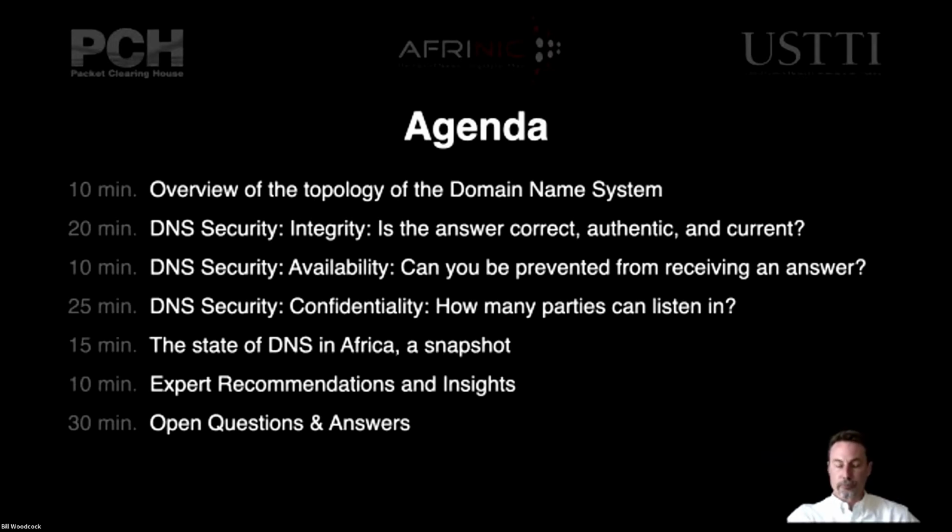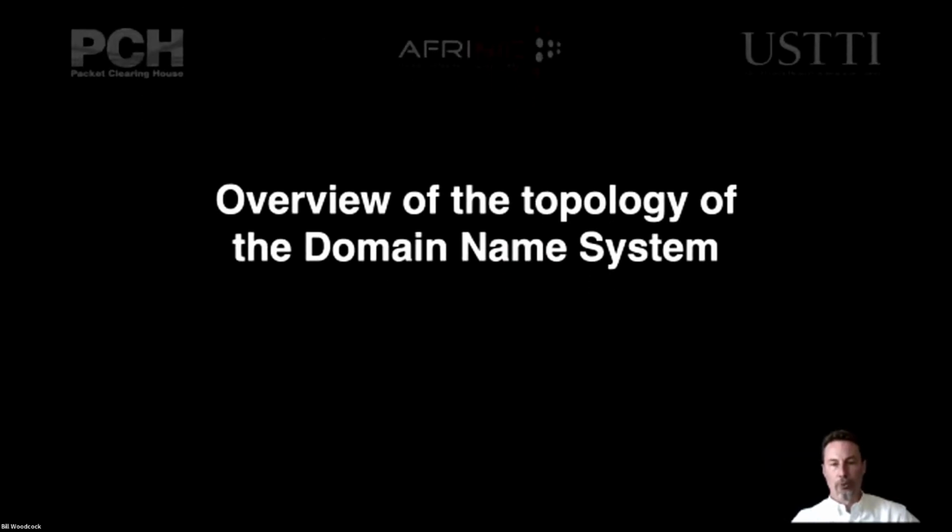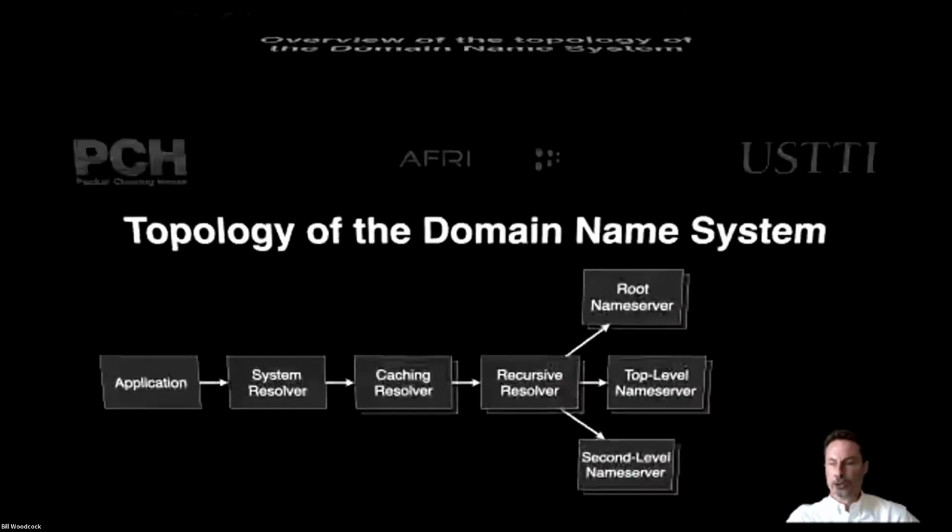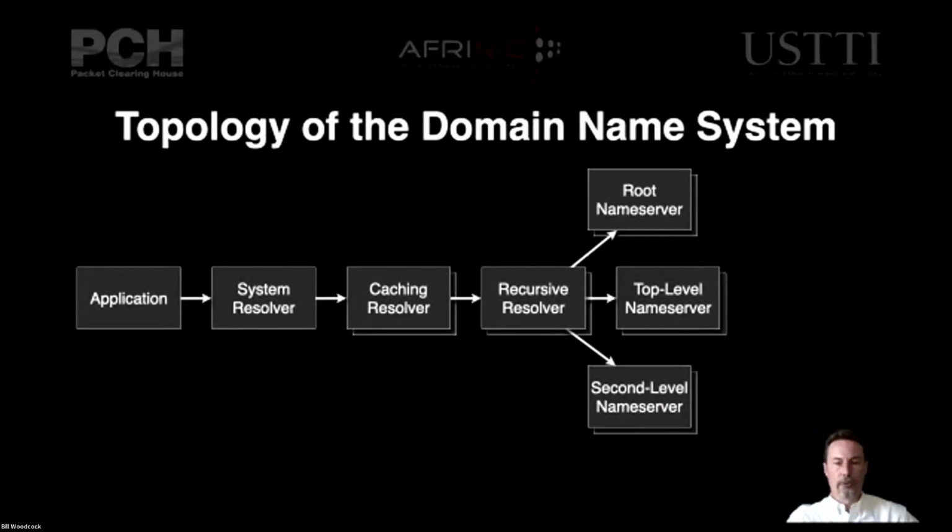Okay, so I'm going to get started with a bit of an overview of the topology of the DNS at kind of an introductory level, but I'm going to show you a diagram that's a little bit different than the one that you might be used to seeing. A lot of the diagrams of the DNS will start with a user talking to a recursive resolver, which then goes out to the authoritative name servers, the root, the TLD, and second level name servers. What I'm diagramming here is showing you a couple more stages.